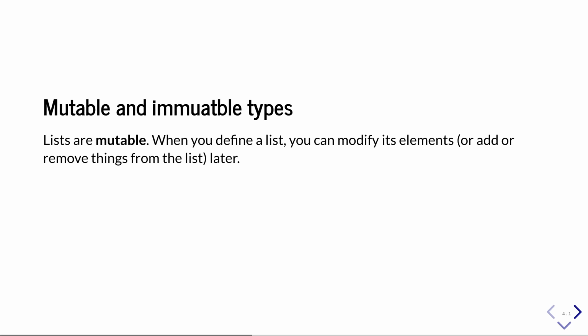So now we come to the difference, or the most important difference between tuples and lists. And that is that lists are mutable. What that means is when you've defined a list, you can modify the elements inside that list or add and remove things from the list after you've created it.